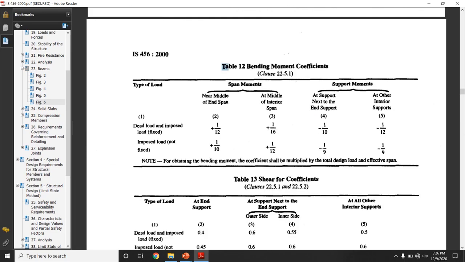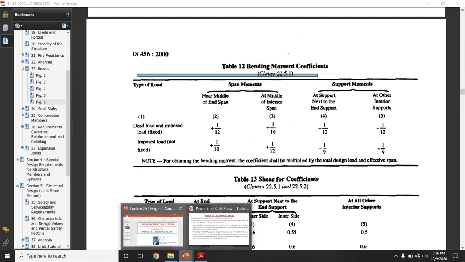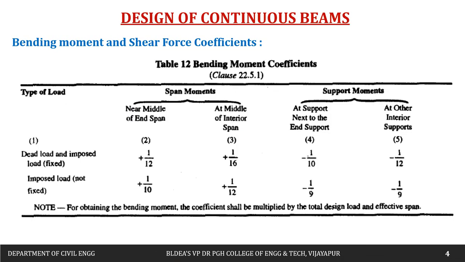The next is Table number 12, where they have given the bending moment coefficients. Same thing you can see here, bending moment coefficients. Here you can see they have given the type of load. First one is dead load and imposed load, fixed loads. Then next is imposed load that is not fixed; you can consider this as a live load. Then we have dead load and imposed load fixed. If it is fixed, you can use this coefficient. If it is not fixed, you can use this coefficient.